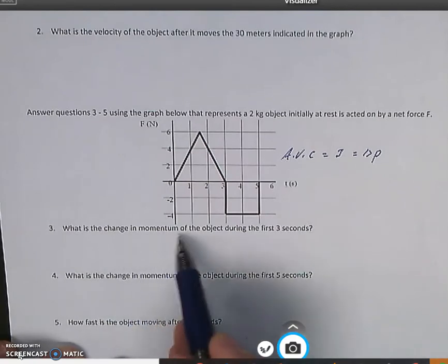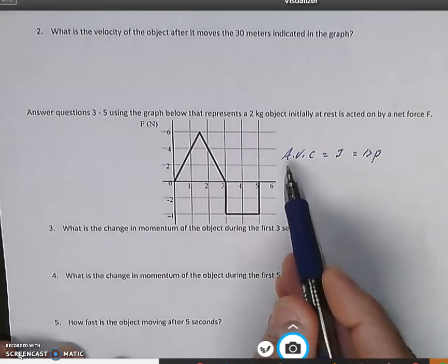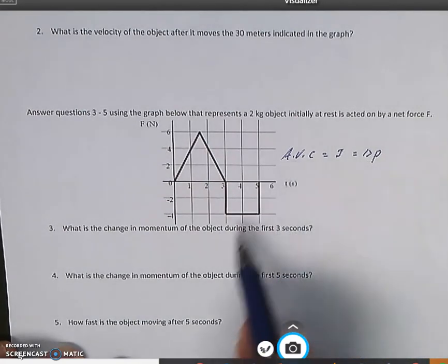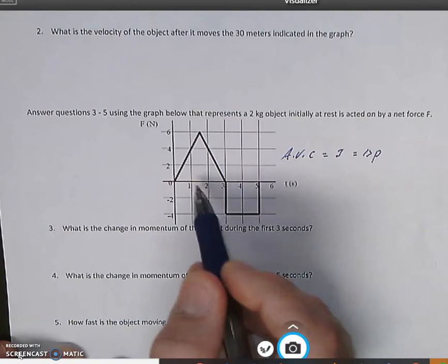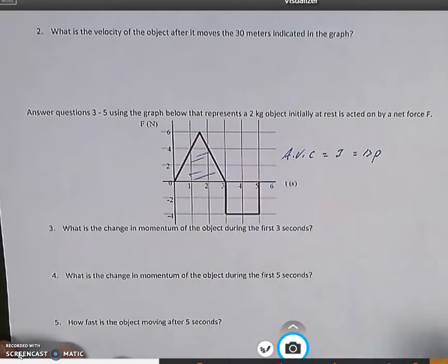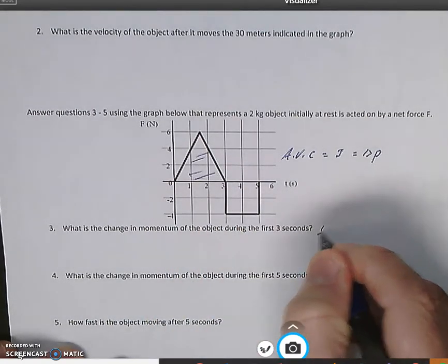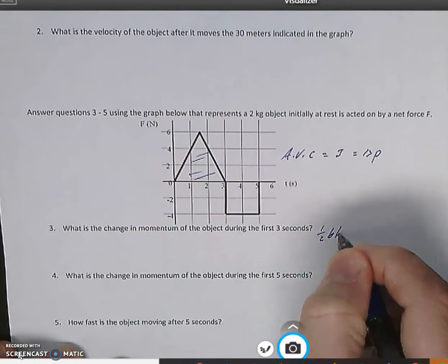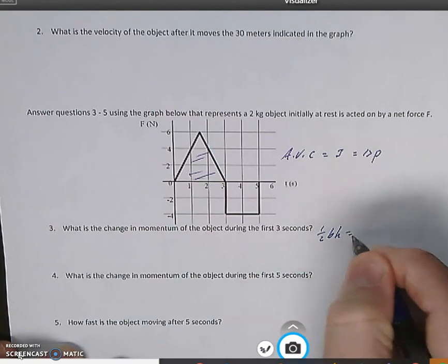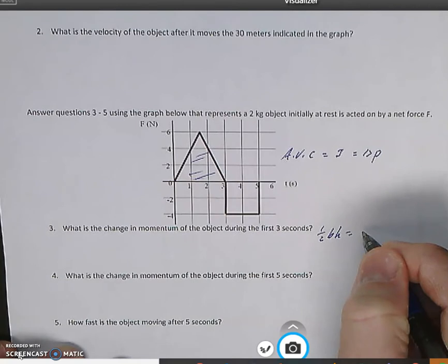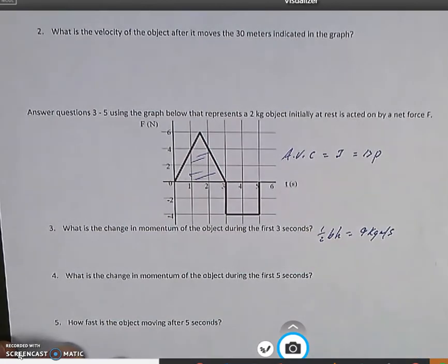So what's the change in momentum? We know we've got to find the area under the curve. First 3 seconds here, we've got ourselves a triangle. 1/2 base times height is 1/2 times 6 times 3, or 9 kilogram meters per second as our change in momentum. What's the change in momentum of the object during the first 5 seconds?